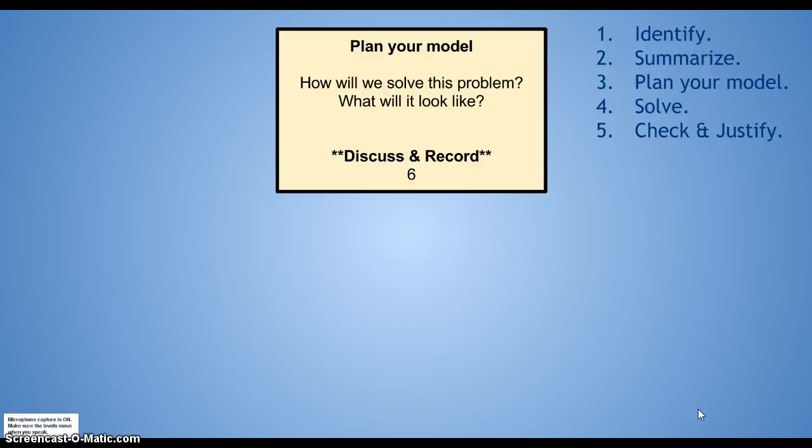The next card says plan your model. This is step 3 of our 5-step plan. And the plan your model card says, how will we solve this problem? What does it look like? Discuss and record. So in this step, students will have the opportunity to discuss how they are going to solve the problem. What are they going to do first? How are they going to understand the math in the problem and reason towards a solution?